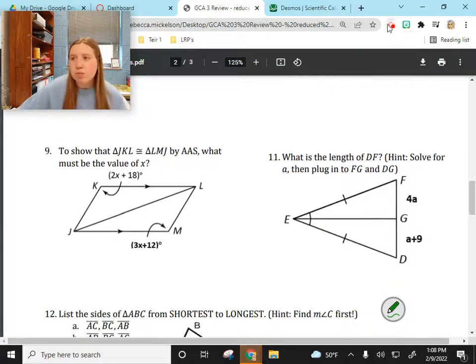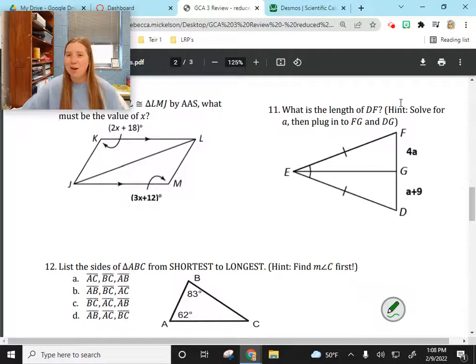So we have the conditions for hypotenuse leg. We are halfway through, 10 minutes in, rocking and rolling.